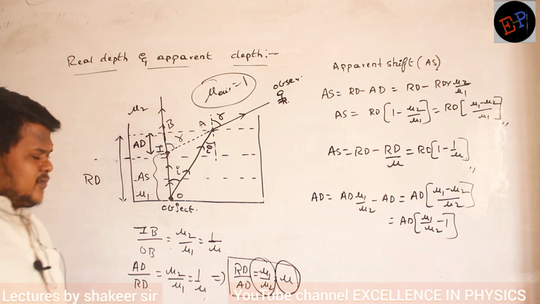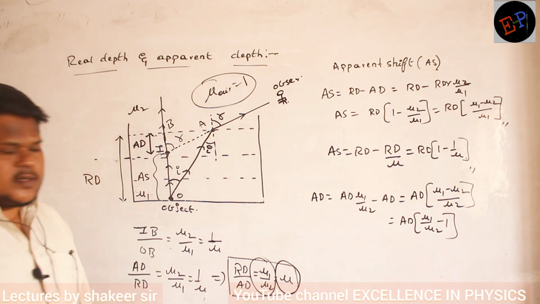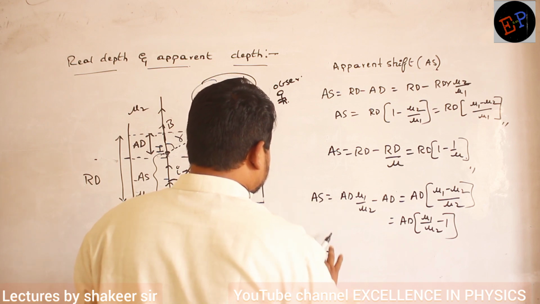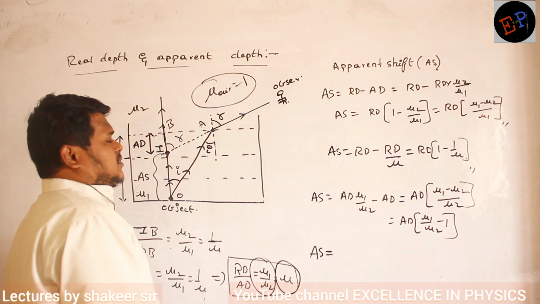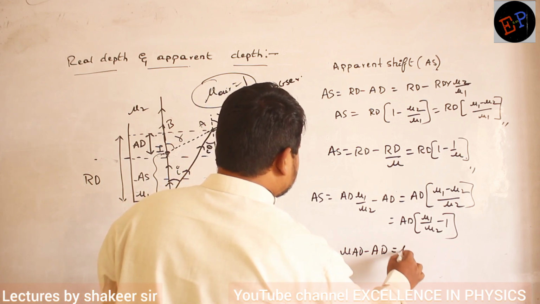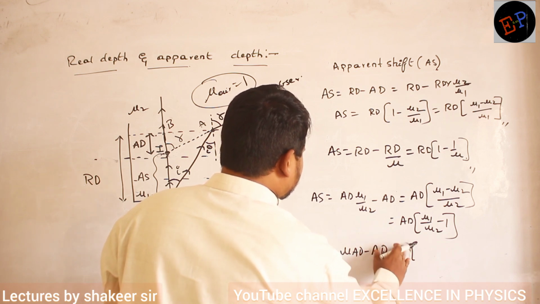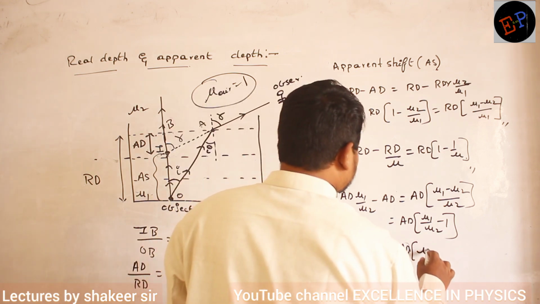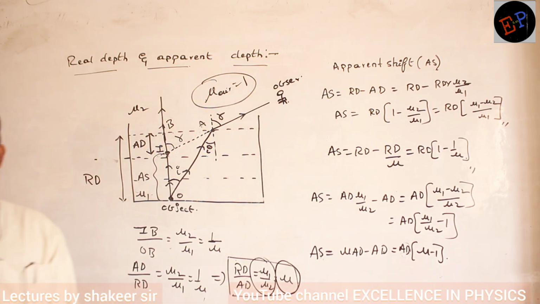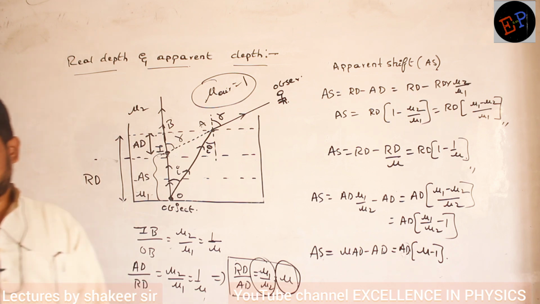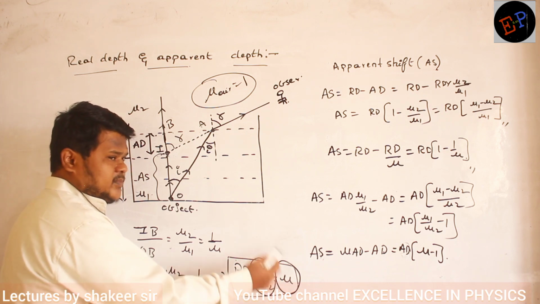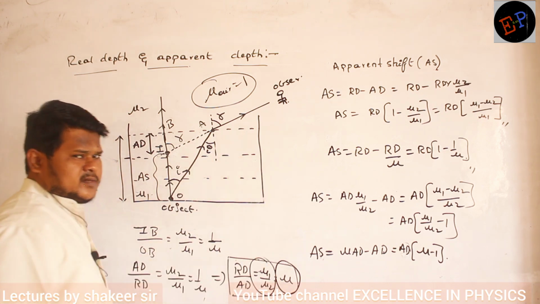Now if I want to write equations in terms of mu, then how can I write? Apparent shift is equal to, instead of RD, I can write mu into AD minus AD. So therefore, if I take AD common, then it is mu minus 1. So these are the different equations of relation between RD, AD and AS, apparent shift. Fine now? I am writing in terms of mu1 by mu2 also, and equations in terms of mu also. So depending on the situation, you can use any one of them.